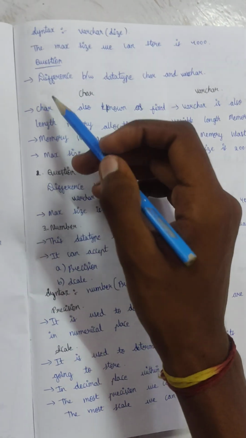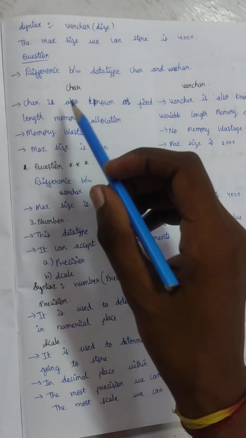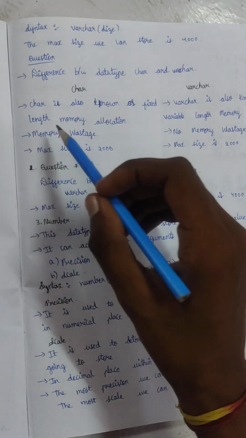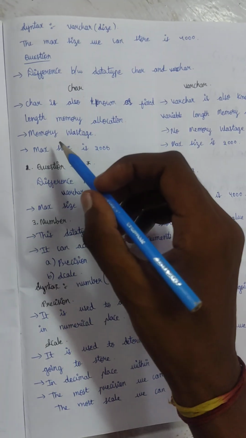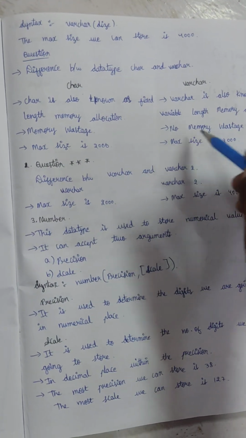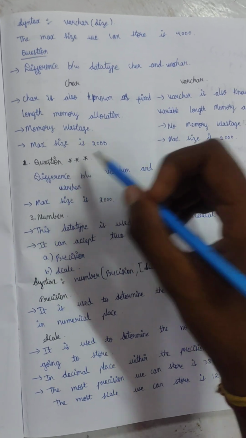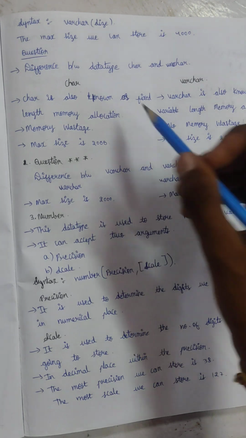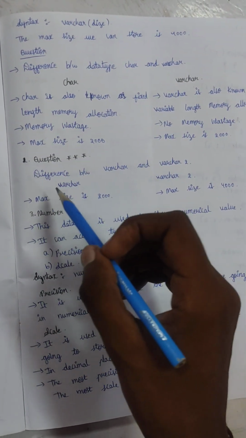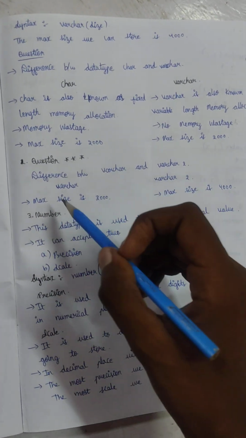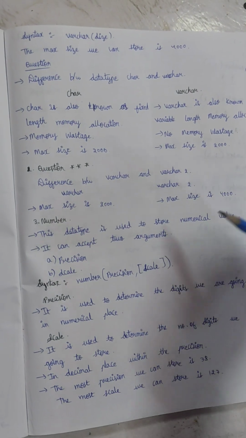An important question is the difference between data types char and varchar. Char is also known as fixed length memory allocation. Varchar is also known as variable length memory allocation. In char we have memory wastage, in varchar no memory wastage. Char has a maximum size of 2000, and varchar is also 2000, but in the latest version we can have 4000. Another important question is the difference between varchar and varchar2: varchar has only 2000, varchar2, the latest version, has 4000.